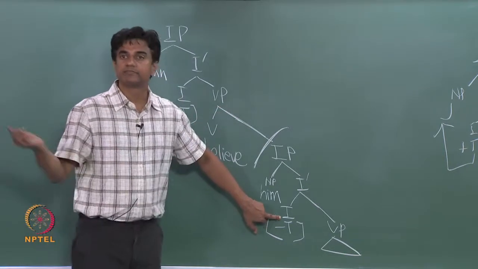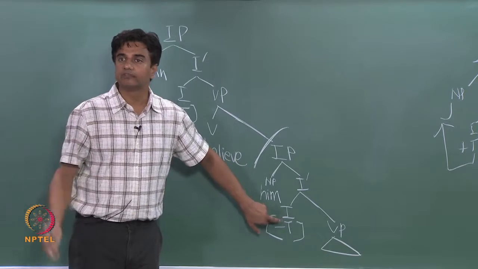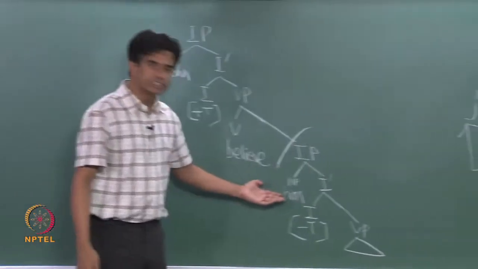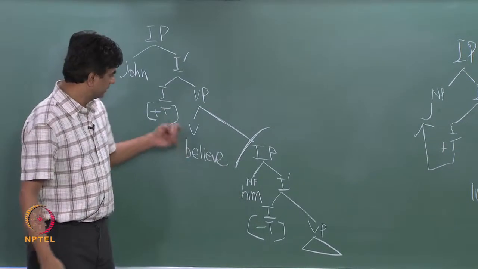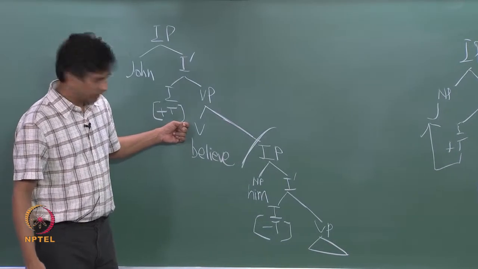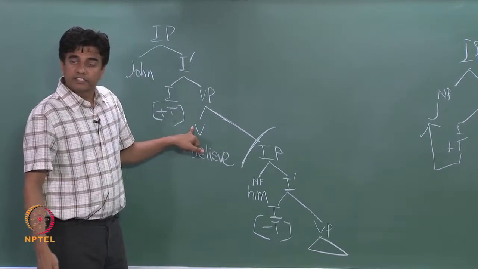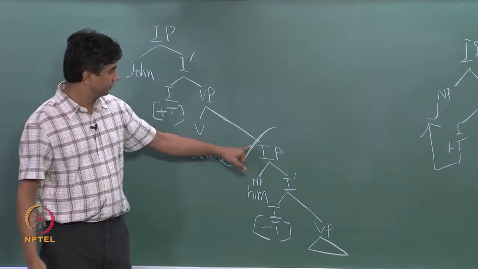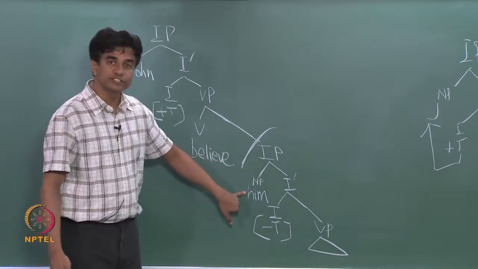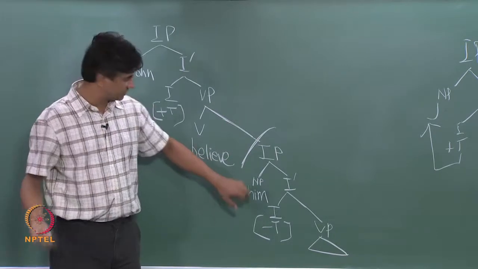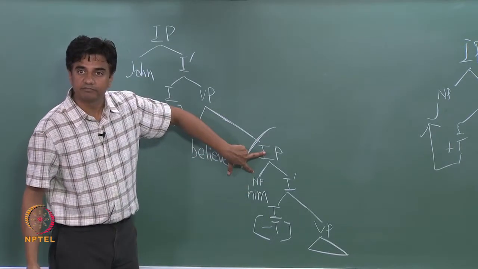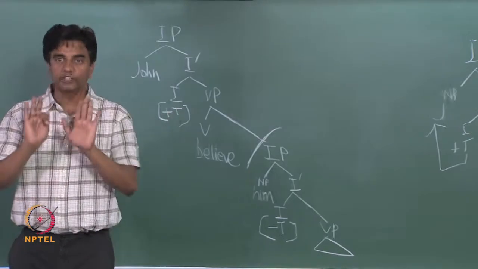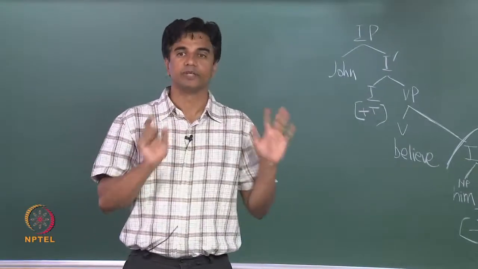This head is potentially defunct, it is a non-finite head, not going to take part in assignment of case at all. The problem is how does this get a case through this V, right? But this V is supposed to assign case only to its complement. The whole IP is its complement, but this is not the whole IP. You see the maximal projections here? There are two of them. Now, what I am trying to point out to you is that there is a problem here.